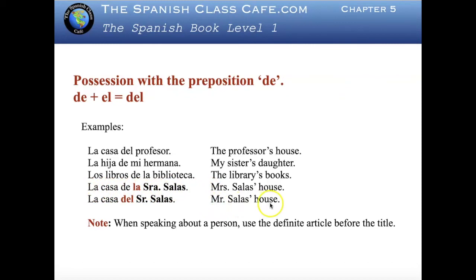Mr. Salas' house. Again, la casa. The possession is de. And then we have to say el señor Salas because of this note right here says use the definite article in front of the title and it's el señor Salas. Also you have to apply this. De plus el is del. Then becomes la casa del señor Salas.